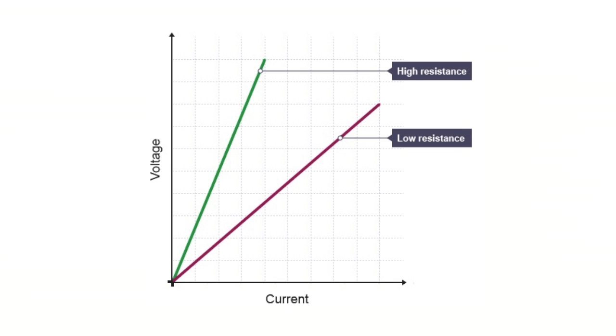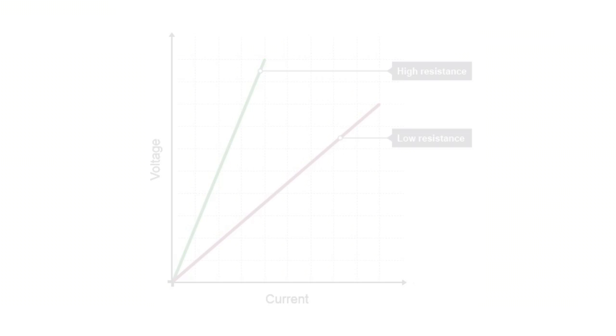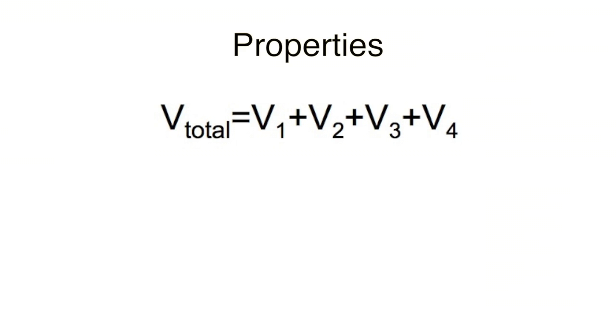The voltage in a circuit gets lower for every resistor in a series circuit. If we apply the voltage rule, V total is equal to V1 plus V2 plus V3 plus V4, we can say that the total voltage dropped from the resistors will always equal the total voltage given from the battery.